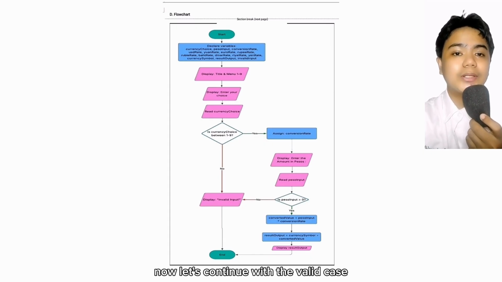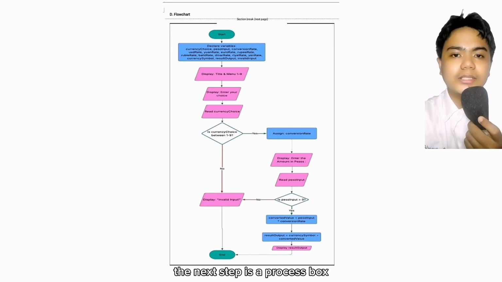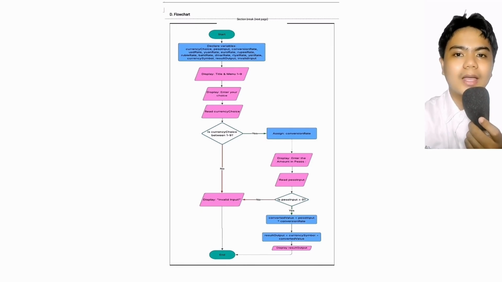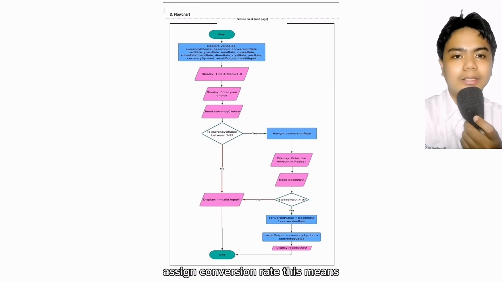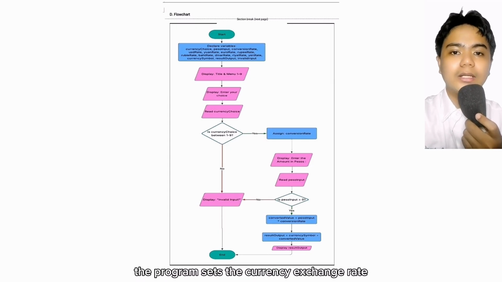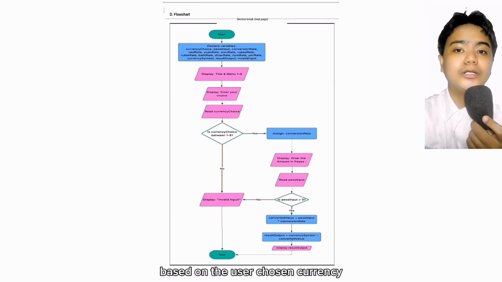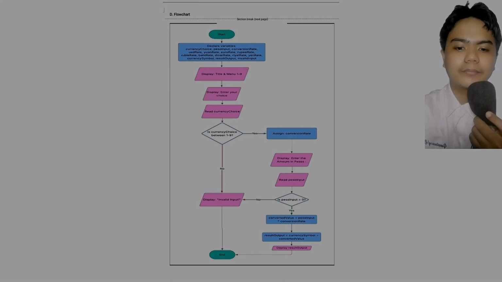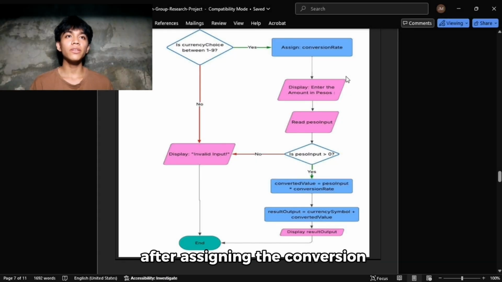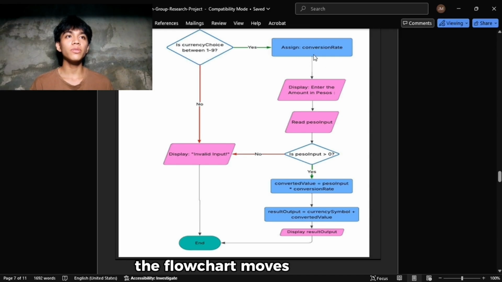Now let's continue with the valid case. The next step is a process box, assign conversion rate. This means the program sets the currency exchange rate based on the user chosen currency. After assigning the conversion rate, the flowchart moves to an input-output symbol that displays enter the amount in pesos. At this parallelogram, the program prompts the user to type in how much money they want to convert.